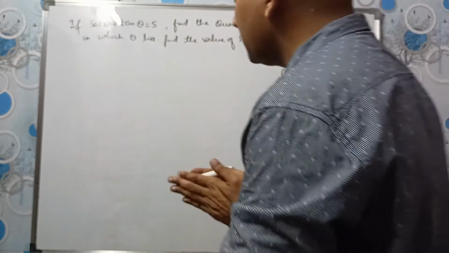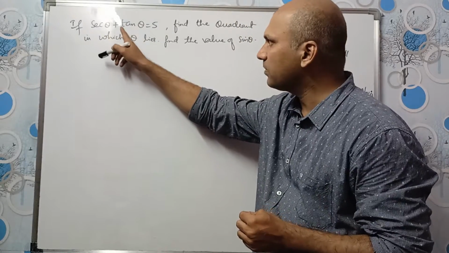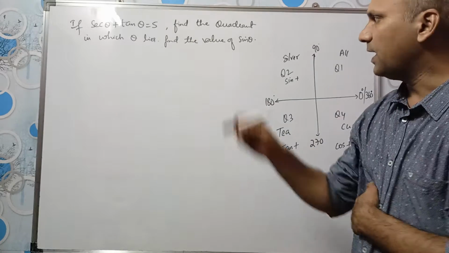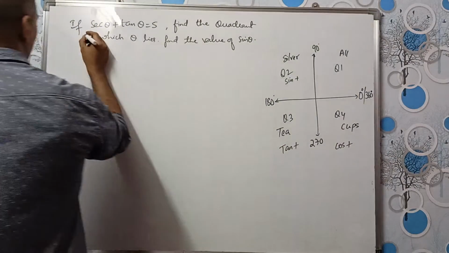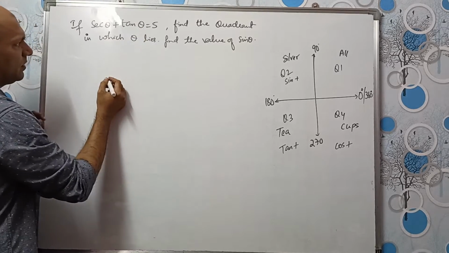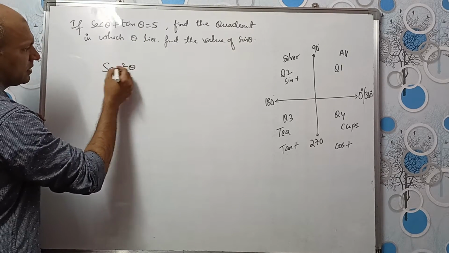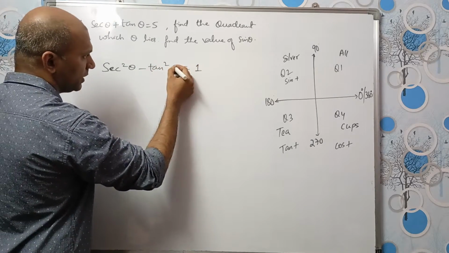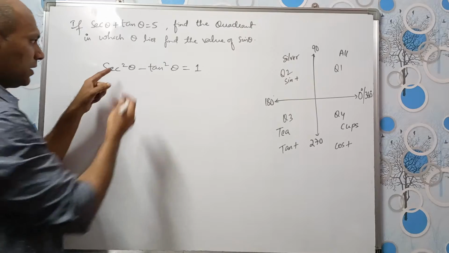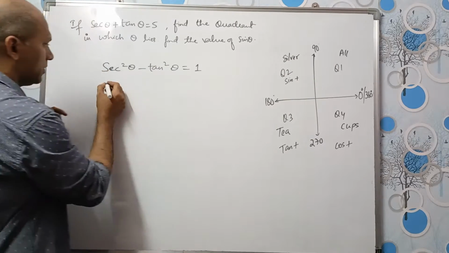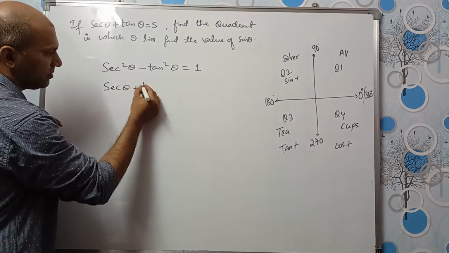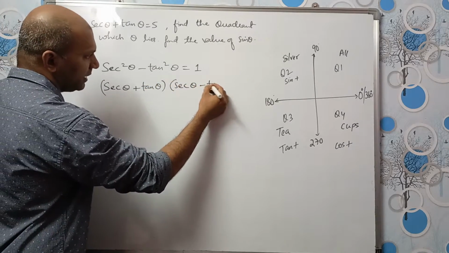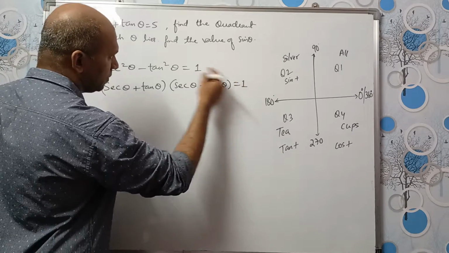Okay, we have a similar problem here. If secant theta plus tan theta is equal to 5, find the quadrant in which theta lies and find the value of sin theta. Okay, and from 10th standard, we know this secant square theta minus tan square theta is equal to 1. We know this identity. This is like a square minus b square. So we can write it as a plus b multiplied by a minus b. So this is equal to 1.